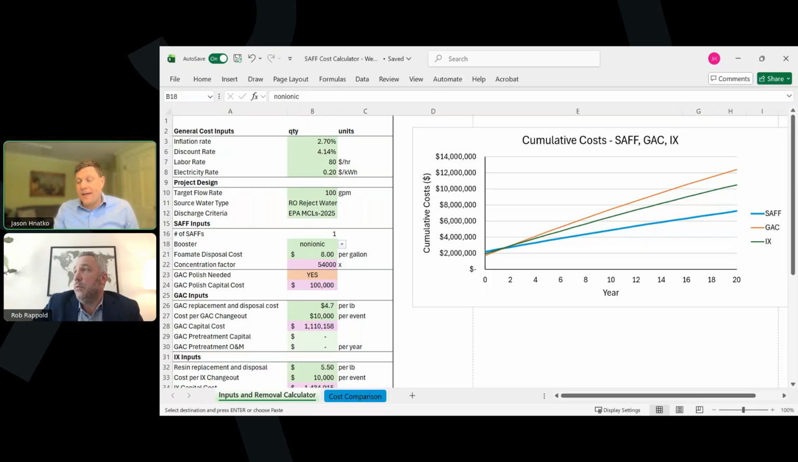And the reason for that is the booster should not affect anything downstream. When you add a booster for foam fractionation, the purpose of that booster is to enhance the foam. So the booster should be in the foam and in the concentrate that goes off for disposal. You should not have any residual foaming additive in your discharge water. If you do, you're adding too much. So it should not affect the carbon, because it should be removed during the fractionation process and not discharged downstream to the carbon.